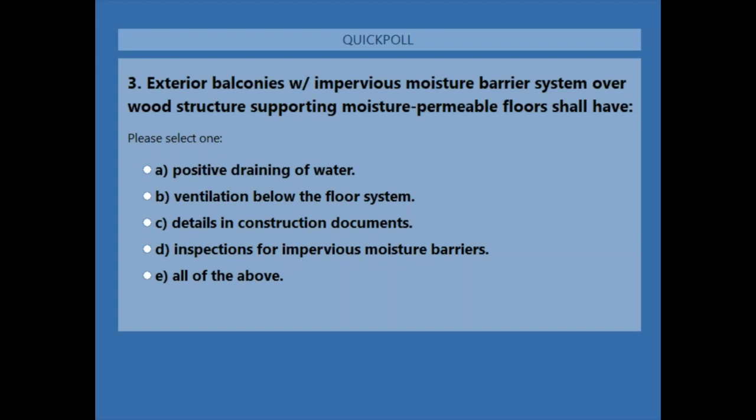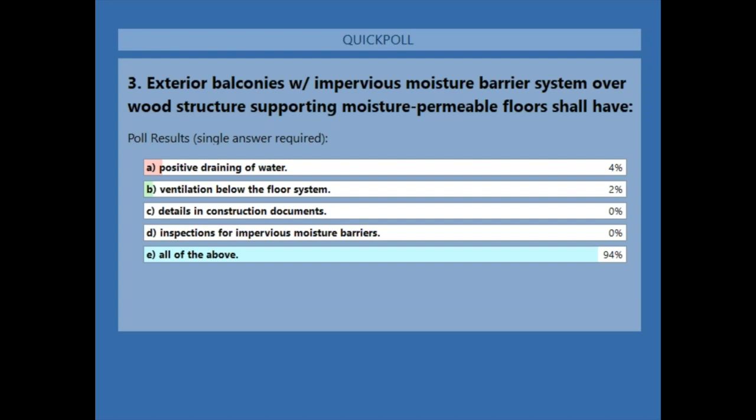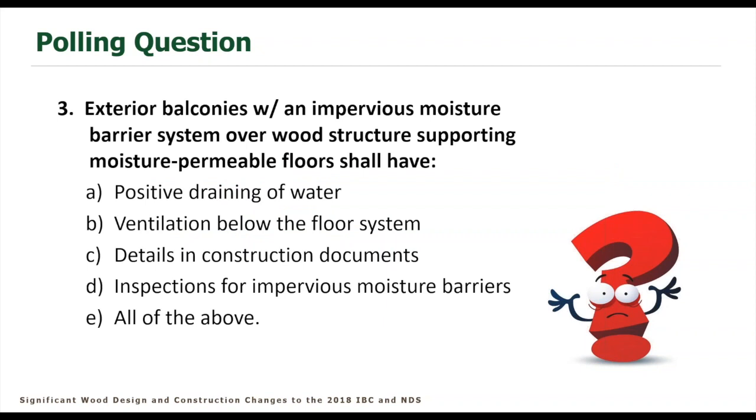Okay. So exterior balconies with impervious moisture barrier system over the wood structure supporting moisture permeable floors shall have: A, positive draining of water, B, ventilation below the floor system, C, details in construction documents, D, inspections for impervious moisture barriers, or E, all of the above. 94% say all of the above. Okay, and the answer is all of the above.